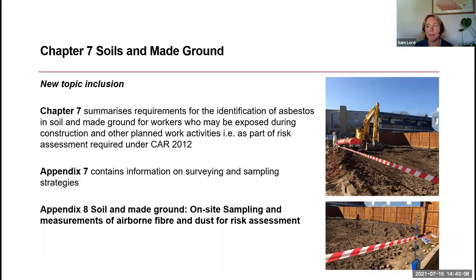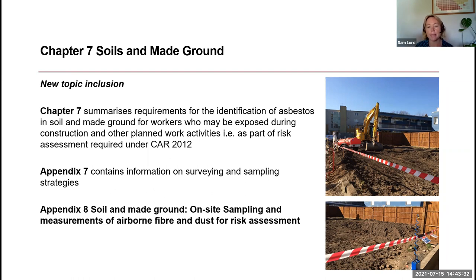Okay, chapter seven, we're nearly there. Chapter seven, soils and made ground. So this is a new topic inclusion. It's never been included before. It covers basically the requirements where you would need to do a survey for asbestos in soil, but when there's a work activity. Okay, Appendix 7 contains greater information on sampling strategies and surveying, how you sample soils.